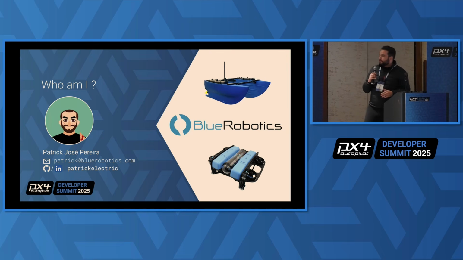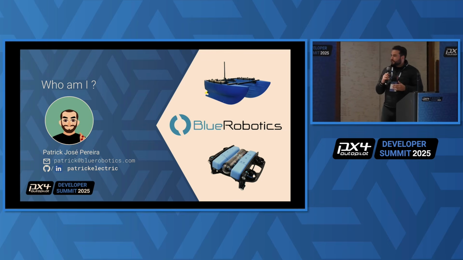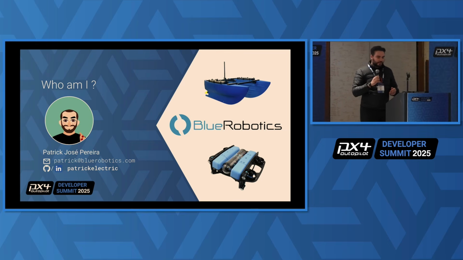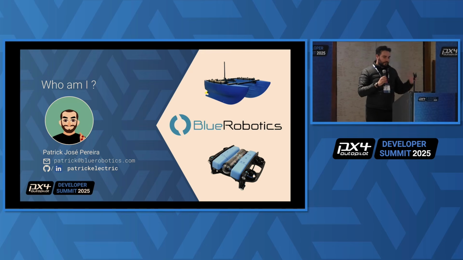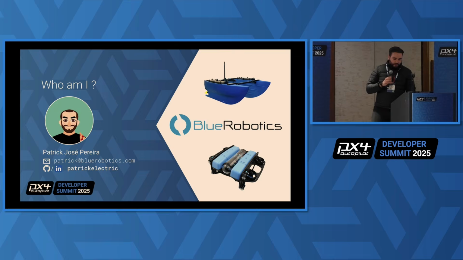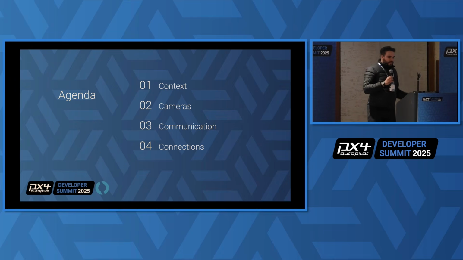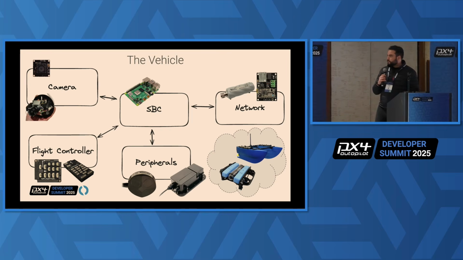These are the two main vehicles that we have: the BlueBoat and the BlueROV2 Heavy. The solutions that we create are entirely open source, and we try to move them to the organization as much as possible. They are being used on these two vehicles. So today I'll talk a bit about context, cameras, communications, and connections.